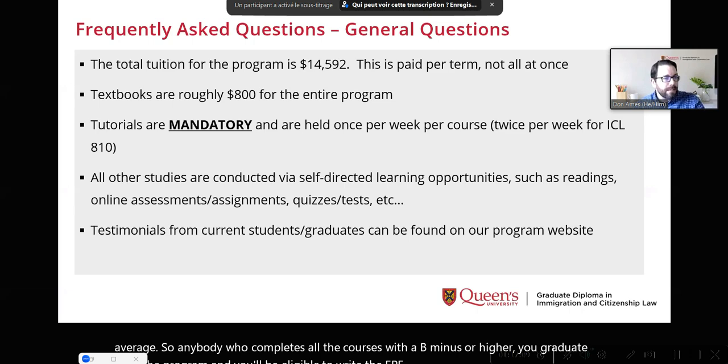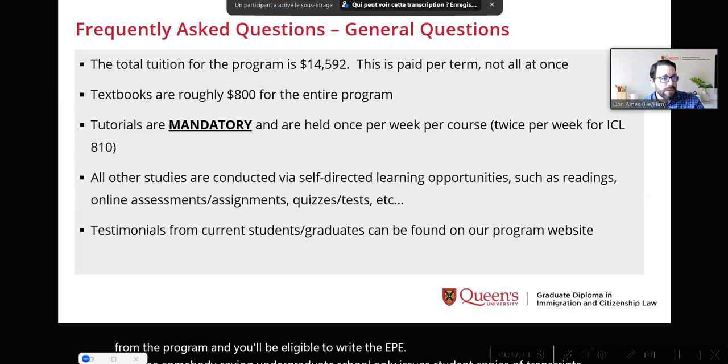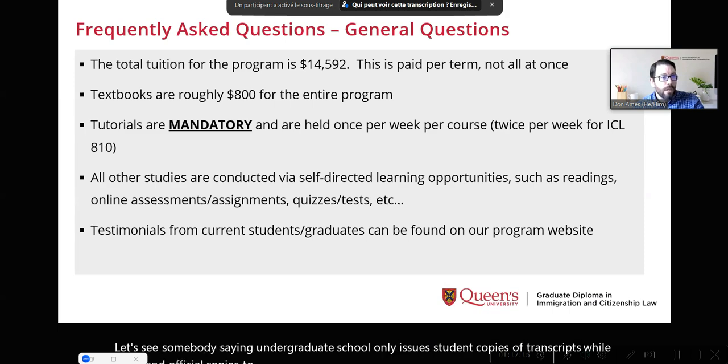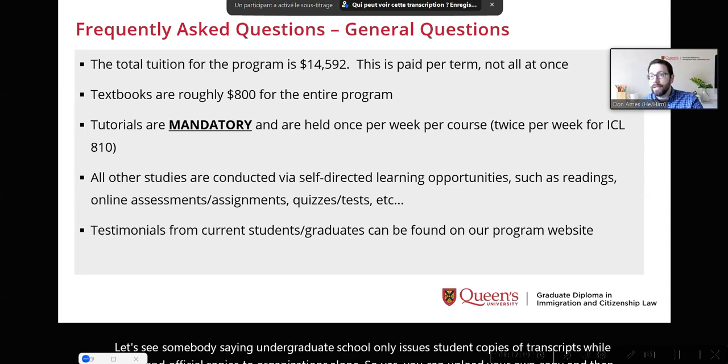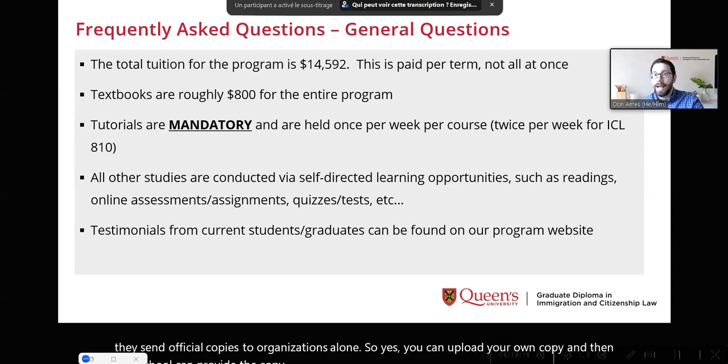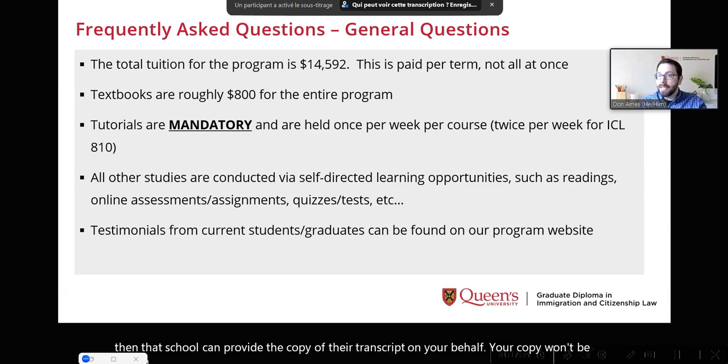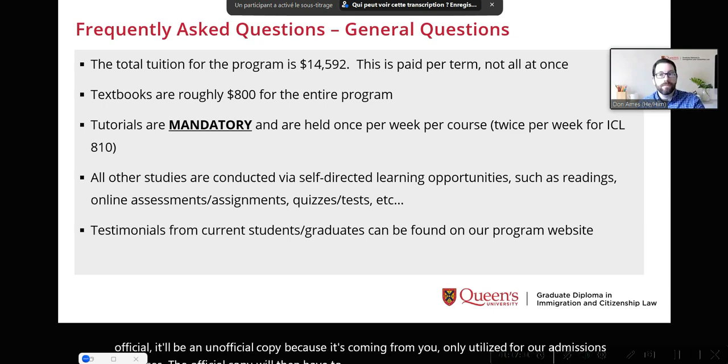Let's see. So somebody's saying undergraduate school only issues student copies of transcripts while they send official copies to organizations alone. So yes, you can upload your own copy, and then that school can provide the copy of their transcripts on your behalf. Your copy won't be official. It'll be an unofficial copy because it's coming from you, only utilized for our admissions purposes. The official copy will then have to come from the school. So that's completely fine.